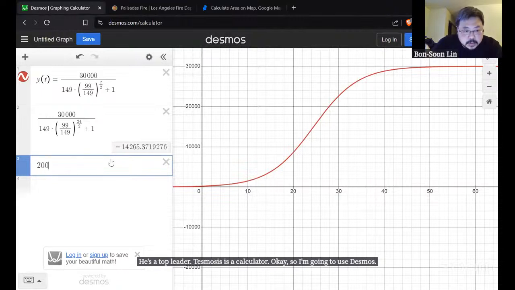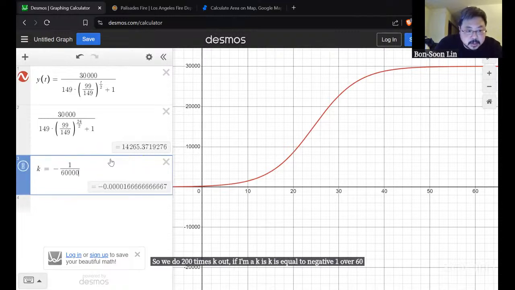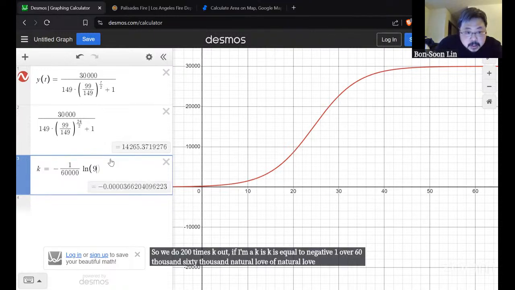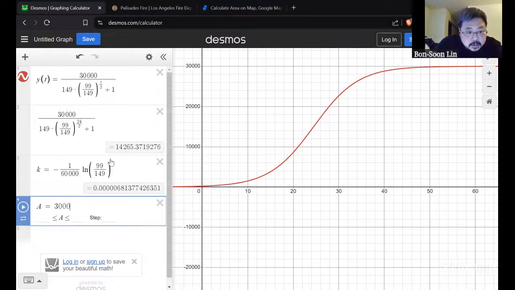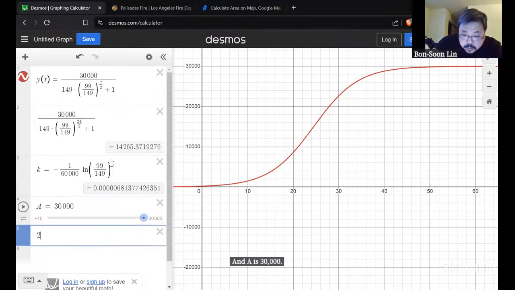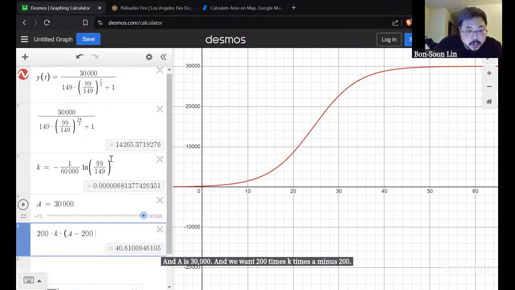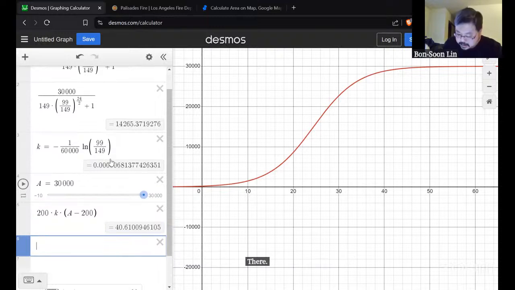So we do 200 times k. I will define what k is. k is equal to minus 1 over 60,000 times the natural log of 99 over 149. And A is 30,000. And we want 200 times k times (A minus 200). There. Roughly 40.6. Okay, right here.